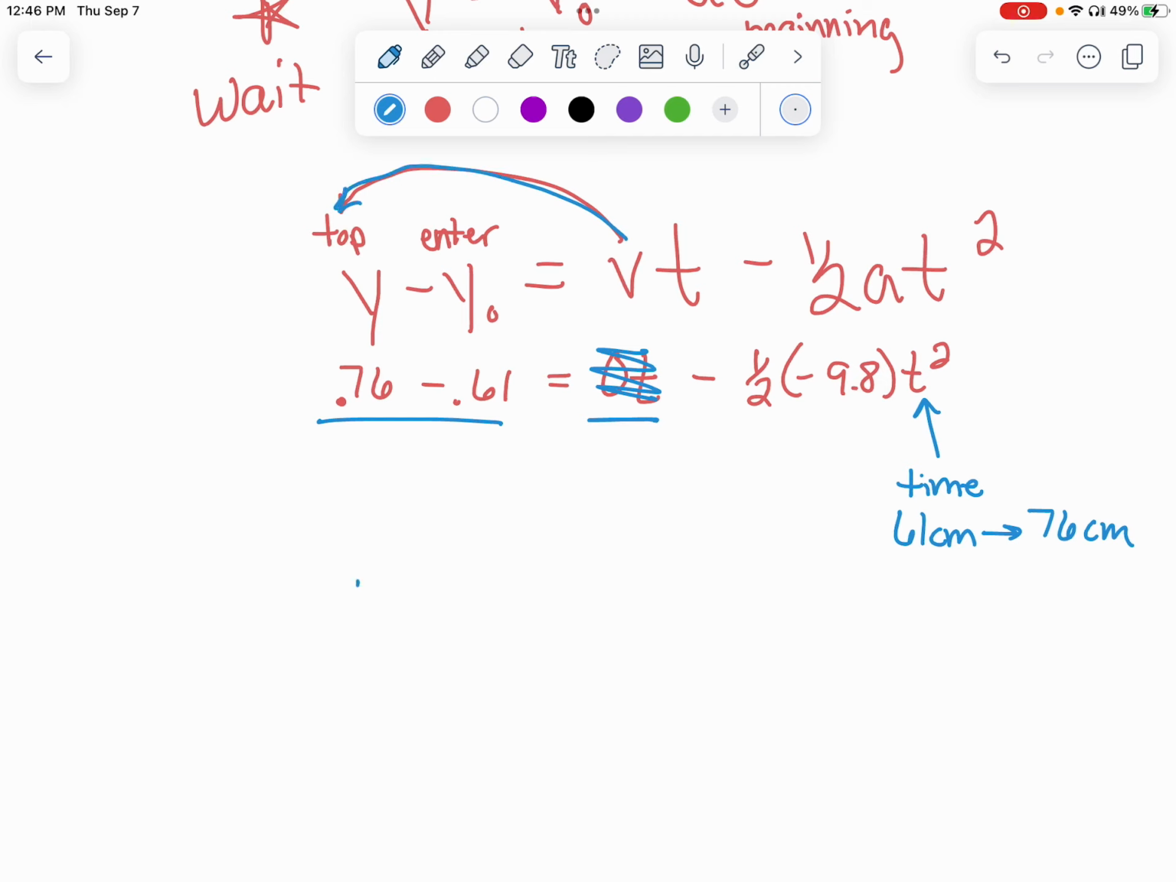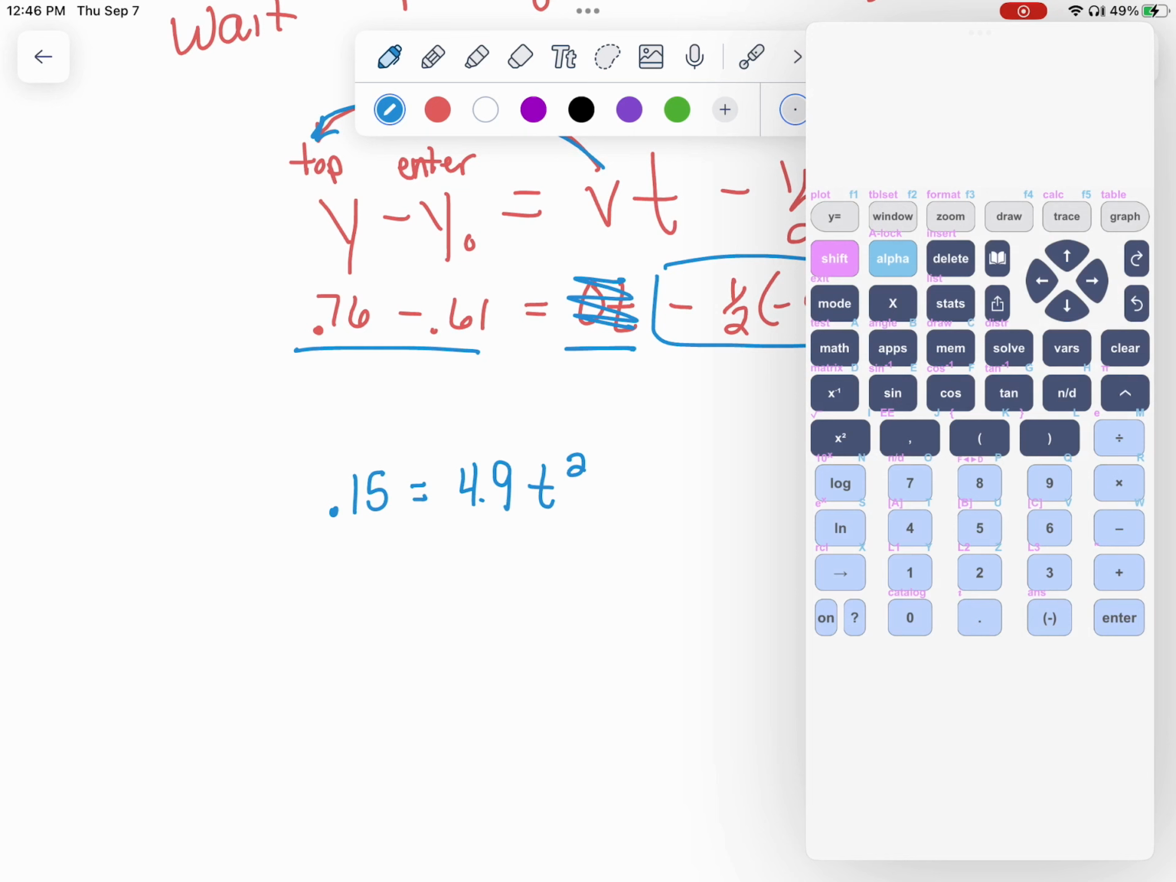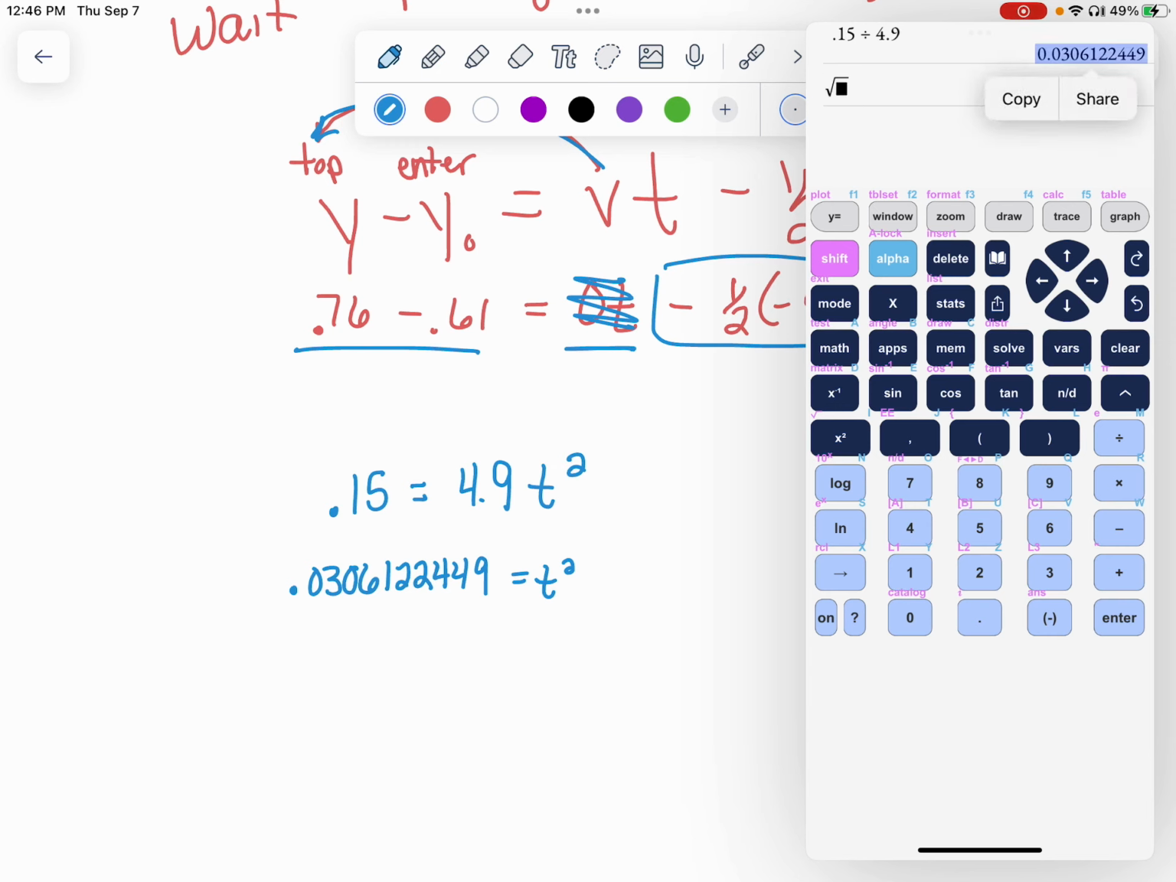Okay, so that's going to be 0.15, delta 15. That's going to be a positive 4.9 when you multiply these items together right here, t squared. When you divide, I can grab this calculator right here. When I do 0.15 divided by 4.9, that's the time I get. So I'm just going to write out a whole bunch of digits here. 0.03061224449. That equals t squared. So what I'm going to do now is grab my calculator, and I know I have a square root button here. Then I can just click on that.